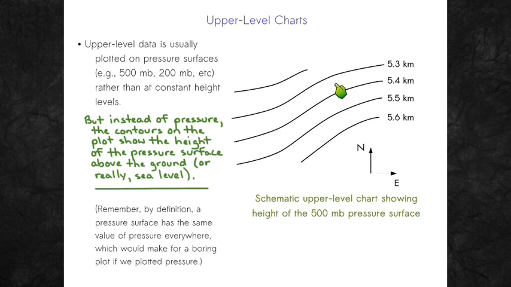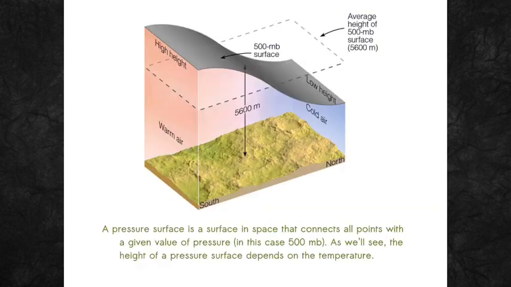So over here on the right, I've got a simple schematic upper level chart, giving you a feel for how this works. This is the 500 millibar chart, the 500 millibar pressure surface. So it's kind of representing this thing that we were just looking at earlier, this guy here.